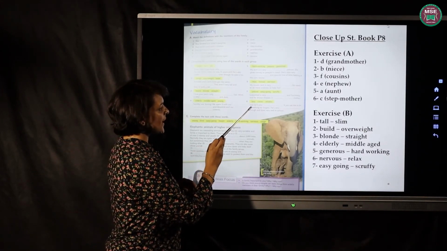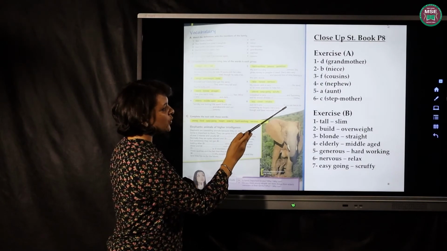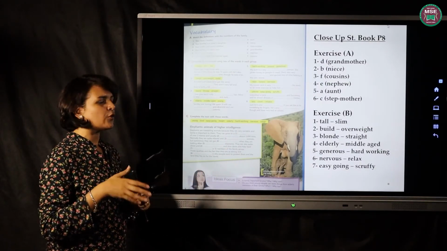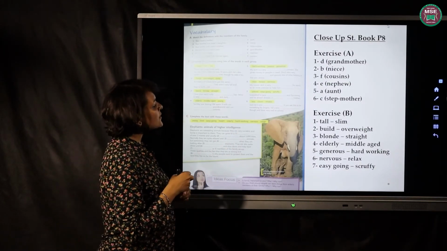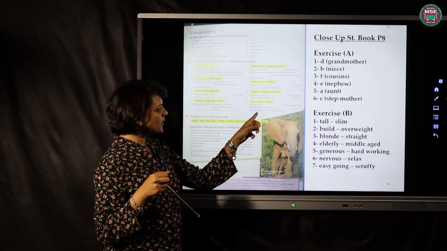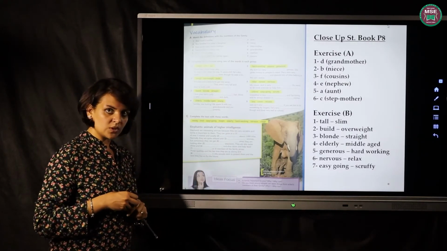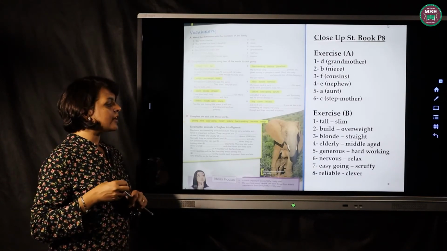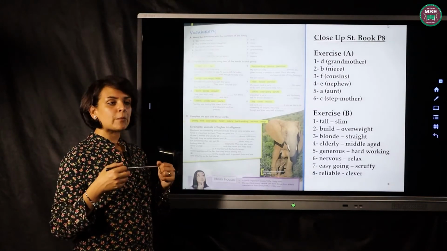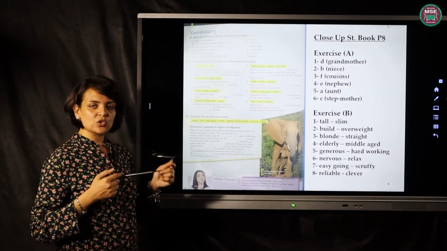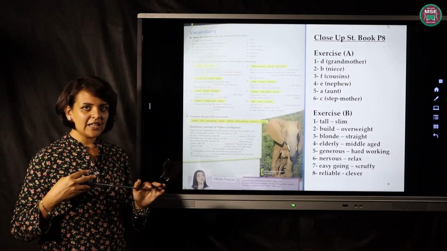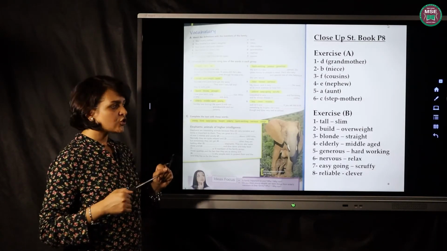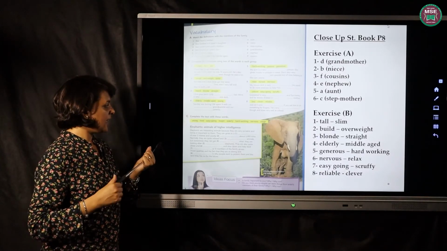The last one, Jack, is very what? If you ask him to do something, he forgets. He is very what, though, and does very well at school. Let's think. Yes, he's very reliable. Reliable means responsible. And at school, for sure, he is very clever.